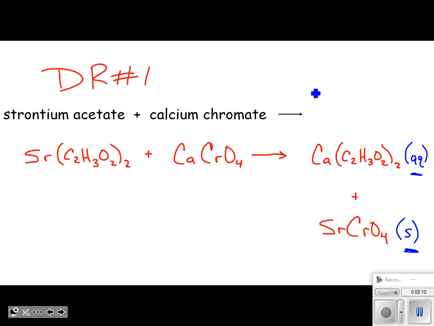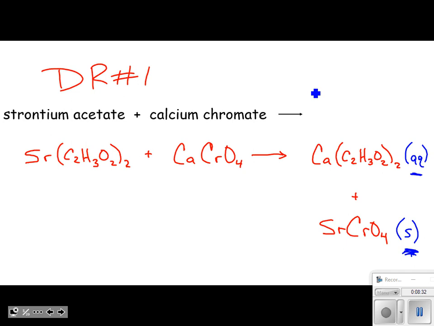Solid, aqueous. Up arrow means a gas. Down arrow means a precipitate. Okay? So if I wanted to on this, instead of having this solid here, could I have a down arrow? I could, but I think it's better off putting the solid. Now, I know this reaction occurs.